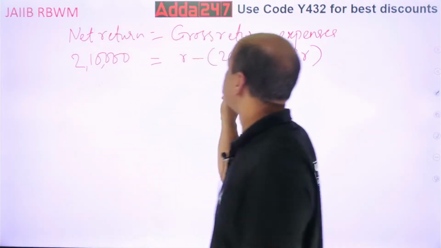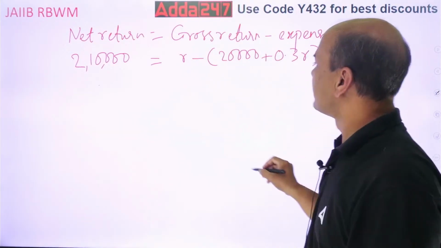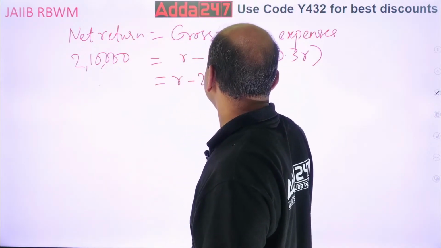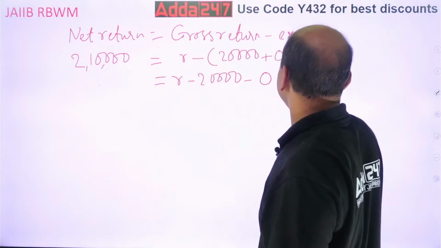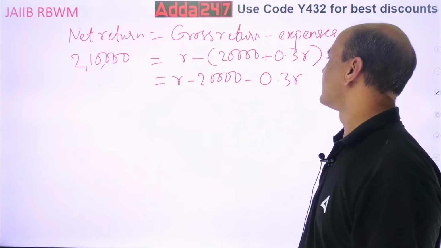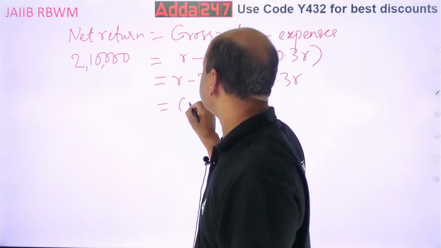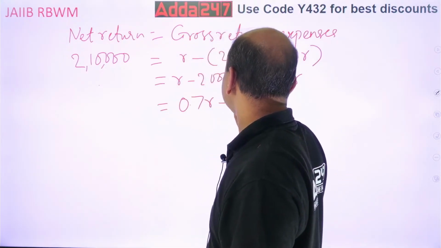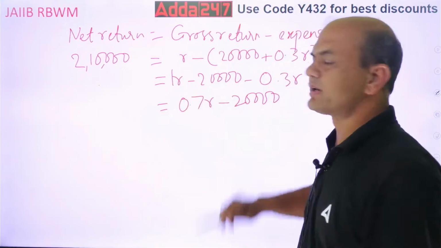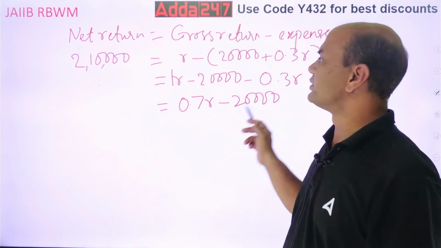Right, equals to this. So solve this now. It is R minus 20,000 minus 0.3 R. So that is equal to R minus 0.3 R, which is 0.7 R, minus 20,000. So that is equal to 0.7 R minus 20,000.